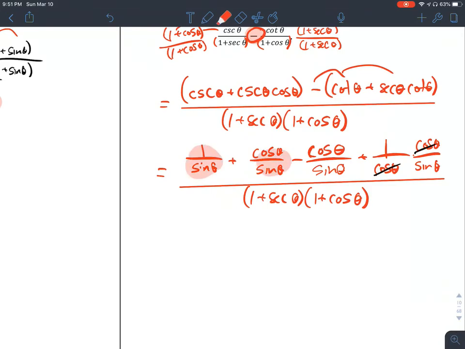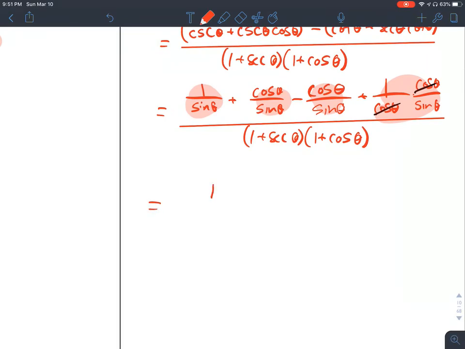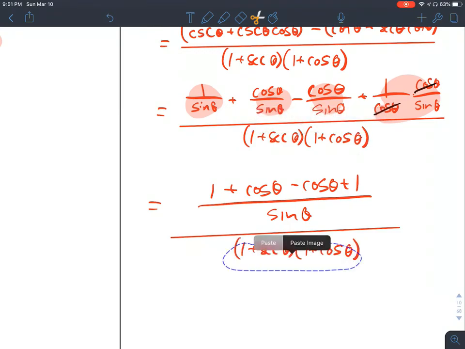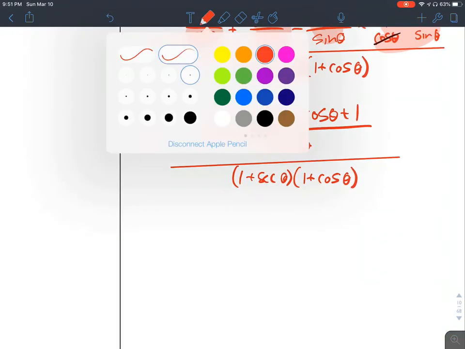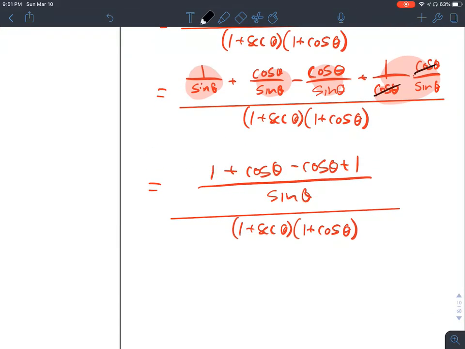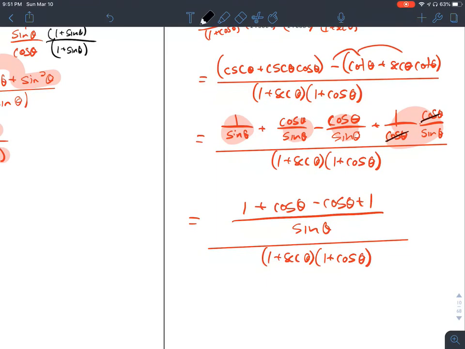So I have 4 fractions on the top. They already have common denominators. So it's going to be 1 plus cosine of theta minus cosine of theta plus 1 over sine of theta over this denominator, which I'm not sure what I'm going to do with that yet. Oh, check this out. 1, is that plus? I'm sorry, I guess I can't cancel that. 1 plus a 1? I made a mistake, yo. Made a mistake up here.